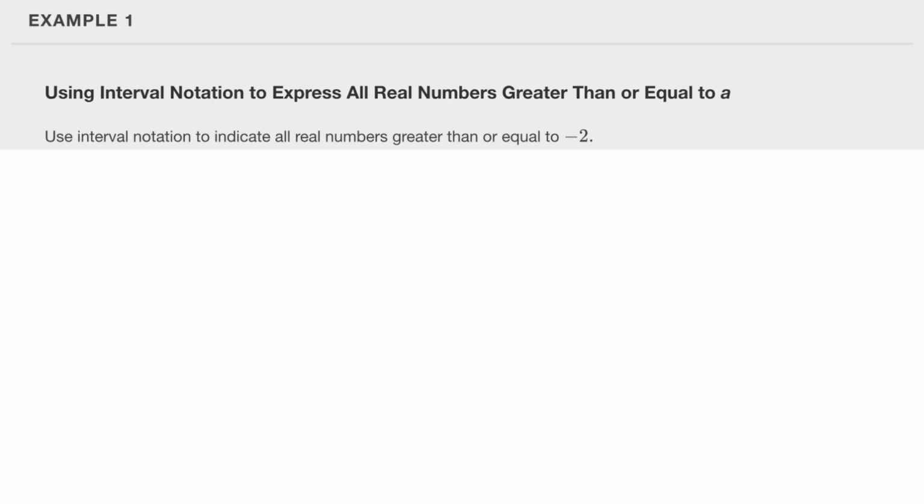So use interval notation to indicate all real numbers greater than or equal to -2, right? So usually what I like to do, I like to start with my number line. And we want numbers greater than or equal to -2. So all I really need on a number line is -2. And if we want all real numbers greater than or equal to -2, that means our numbers need to go in this direction.